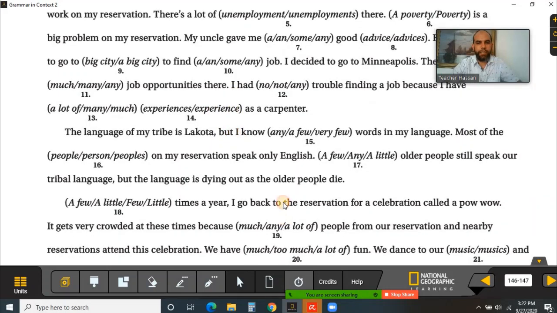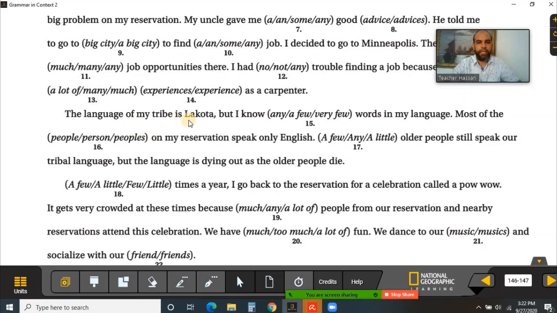Hope this is clear. Okay, number 15. The language of my tribe is Lakota, but I know very few words in my language. Any doesn't work; the sentence is not negative. A few and very few. Now, a few is a more enough number than very few. Very few has the same meaning as few. And this is the correct one.